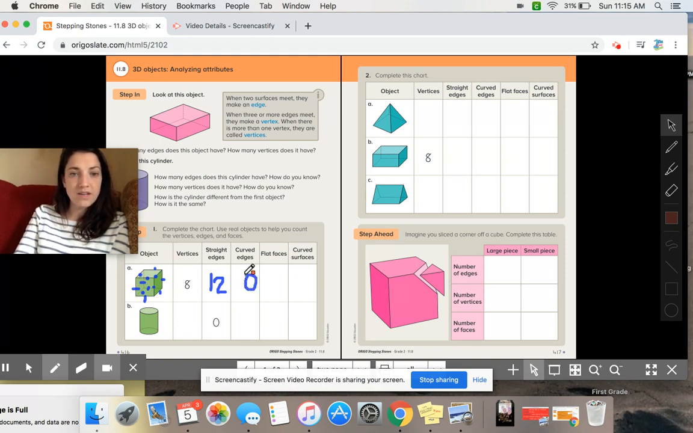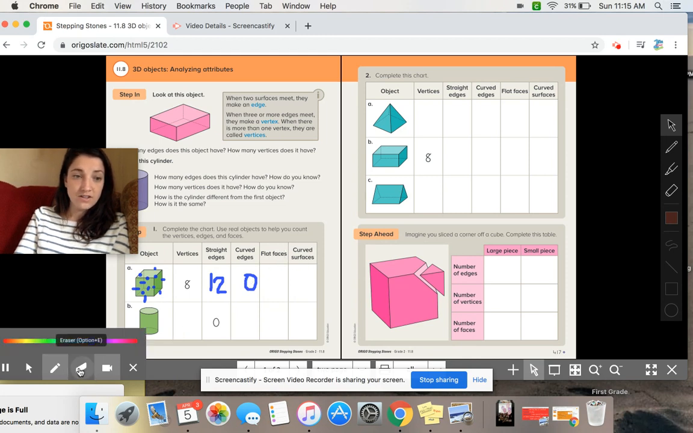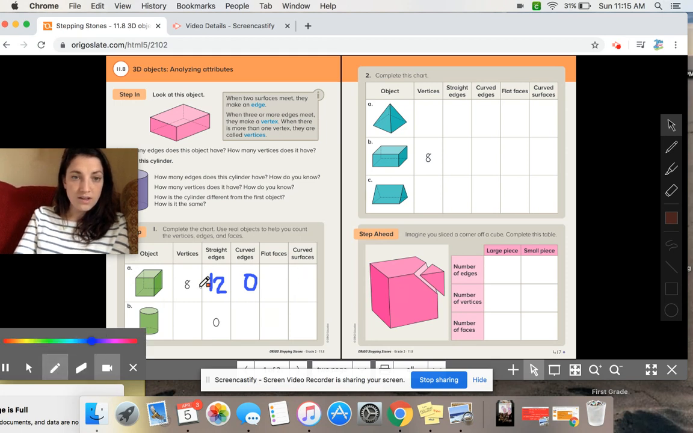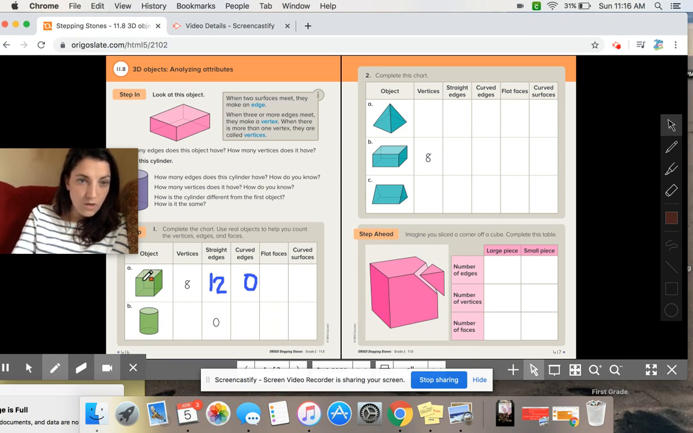We want to know how many flat faces there are. So I'm going to erase so that we can kind of get a better feel for that. So how many flat faces? Well, this is a face. That's a face. That's a face. That's a face. That's a face. Let's count one more time. 1 at the bottom, 2, 3, 4, 5, and then right here would be 6. And are there any curved surfaces? No.